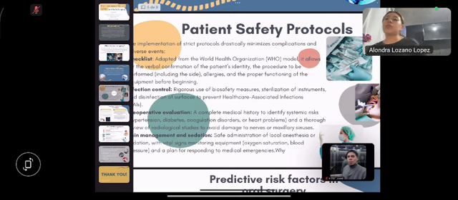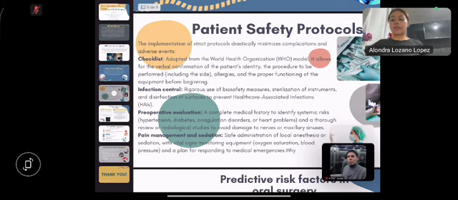Patient safety protocols. The implementation of strict protocols drastically minimizes complications and adverse events. Checklists adapted from the World Health Organization model allow for the verbal confirmation of the patient's identity, the procedure to be performed including the site, allergies, and the proper functionality of the equipment before beginning.